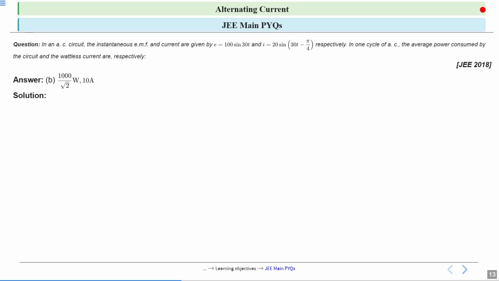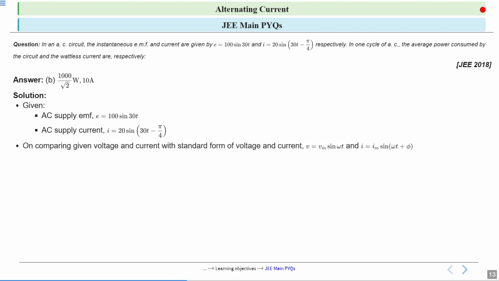So the correct option is B, 1000 upon root 2 watt, 10 ampere. So what is given in the question? The AC supply EMF is given, E equal to 100 sin 30t. The AC supply current I equal to 20 sin(30t minus pi by 4) is given. So on comparing the given voltage and current with standard forms. Okay, what were the standard forms?